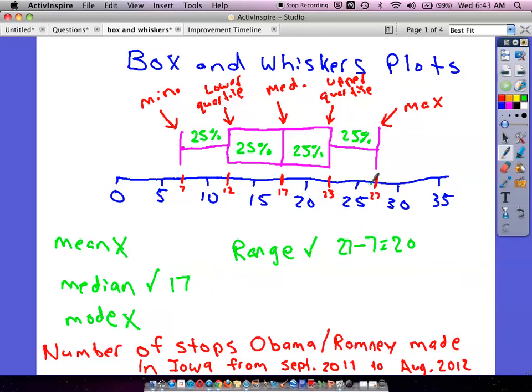So if you have these box and whiskers plots, you can't find the mean, you can't find the mode unless you actually have all the numbers, the actual numbers from this. But you can find the median because it's listed. You can find the range because we know the highest number and we know the lowest number.